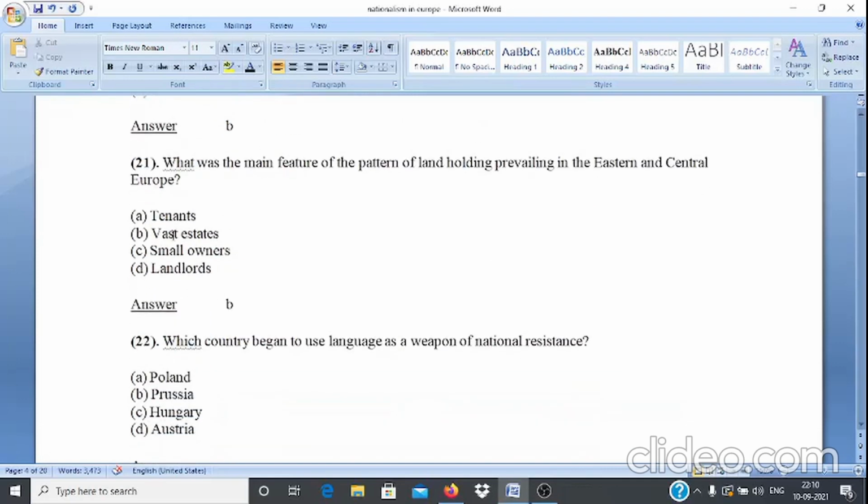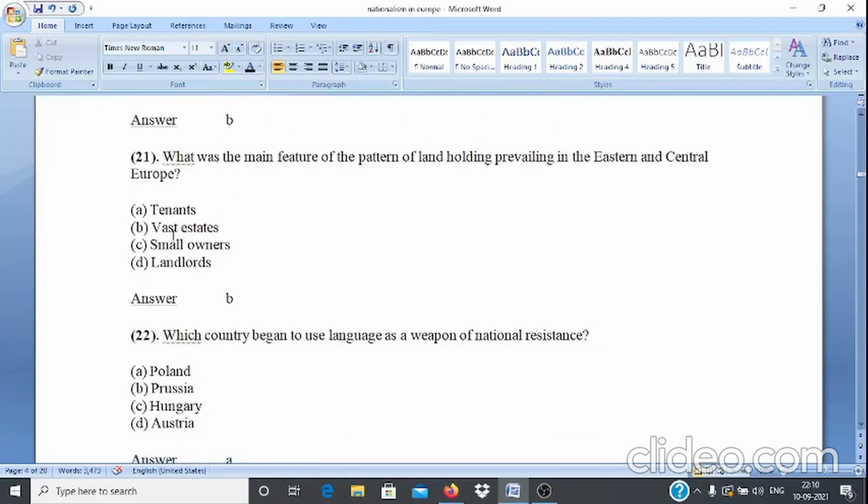Question number 21. What was the main feature of the pattern of land holding prevailing in Eastern and Central Europe? Options are A. Tenants, B. Vast estates, C. Small owners, and D. Landlords. And answer is option B, that is vast estates.